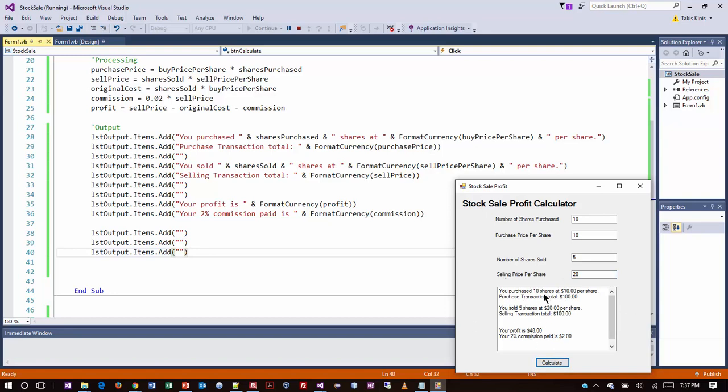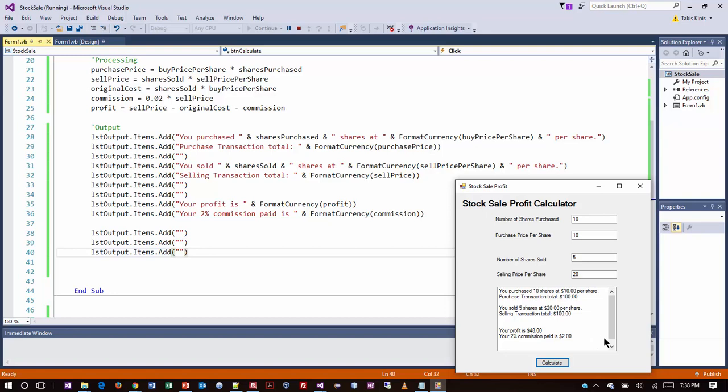You purchased 10 shares at $10 per share. Purchase transaction total $100. Sounds good? You sold 5 shares at $20 per share. Selling transaction total $100. That's good too, right? Your profit is $48 and your commission paid is $2.